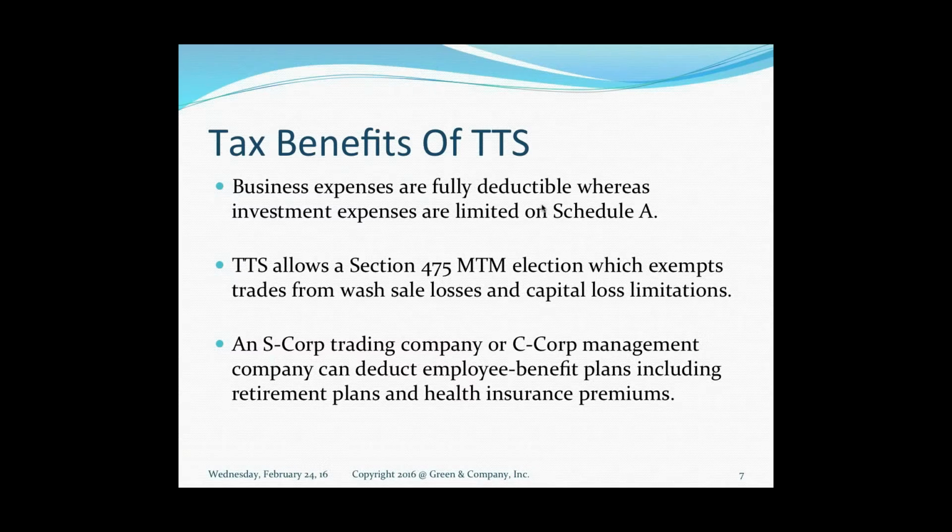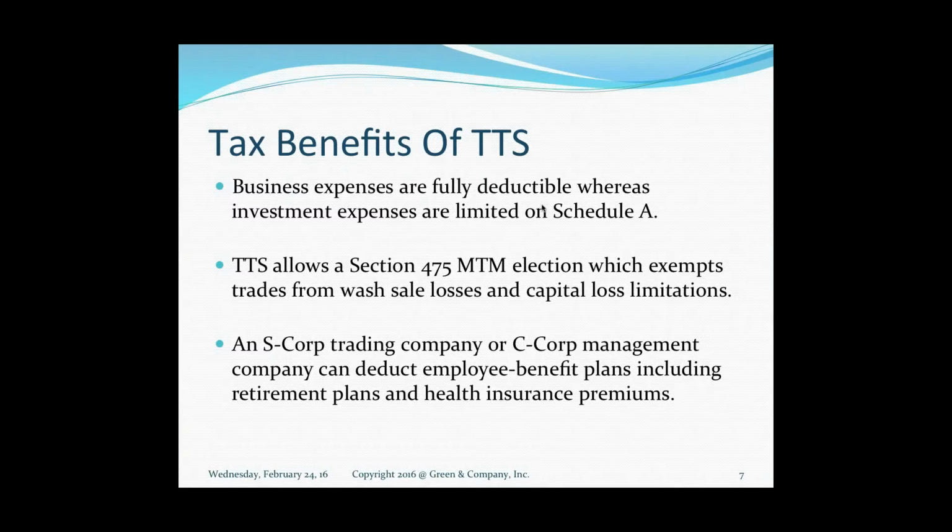Now, trader tax status allows a Section 475 mark-to-market accounting election. That exempts you from the onerous wash sale loss rules and the capital loss limitations. If you lost $50,000 in 2015, you don't want to be stuck with a $3,000 capital loss limitation and have to carry over $47,000 to 2016. You would rather have a full ordinary business loss, and 475 gives you that. It also exempts you from those wash sale loss deferrals at year end and with your IRAs throughout the year.